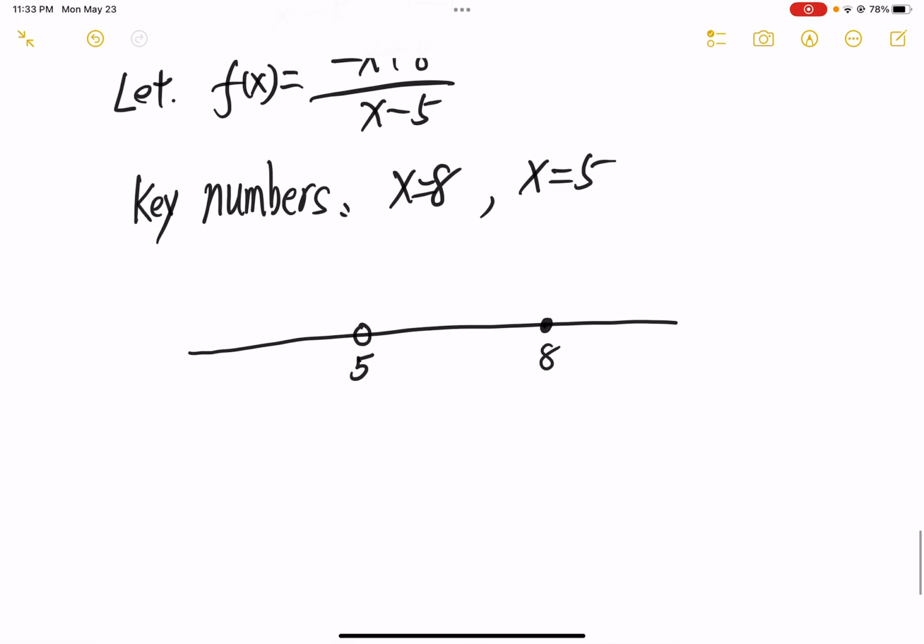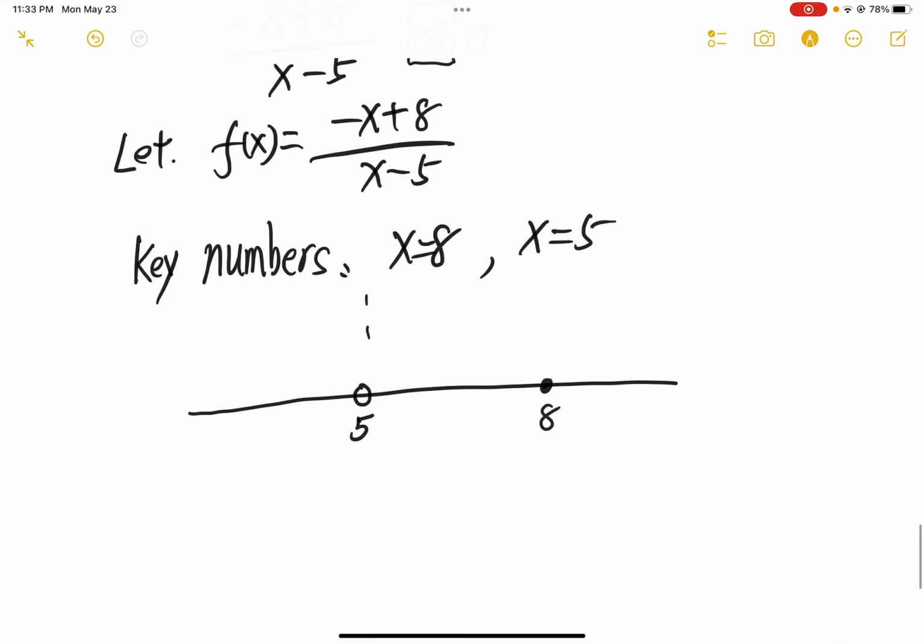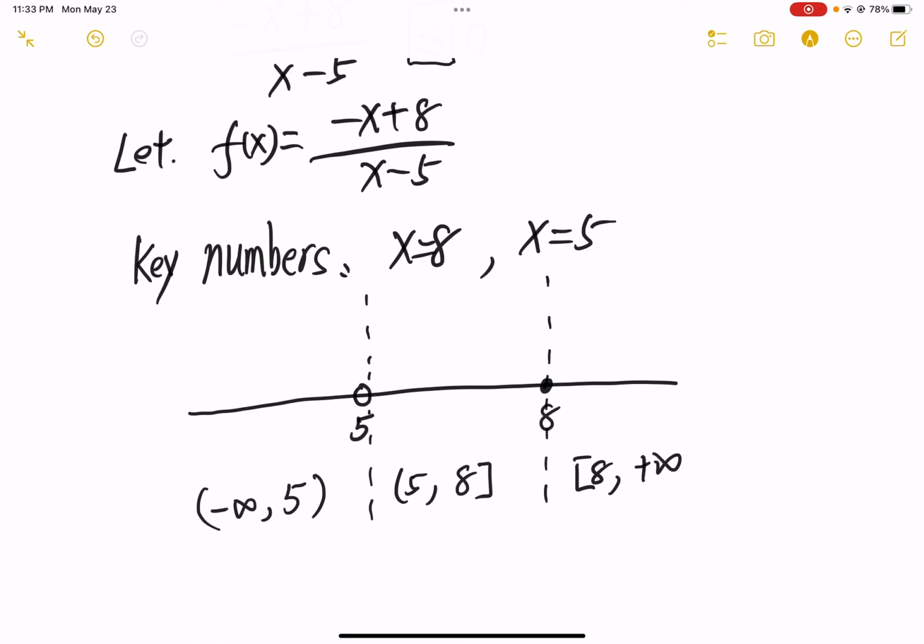Then we have these 3 intervals, right? This interval is from negative infinity to 5. This is 5 to 8. And this is 8 to positive infinity. You can see I have the bracket next to the 8, right?